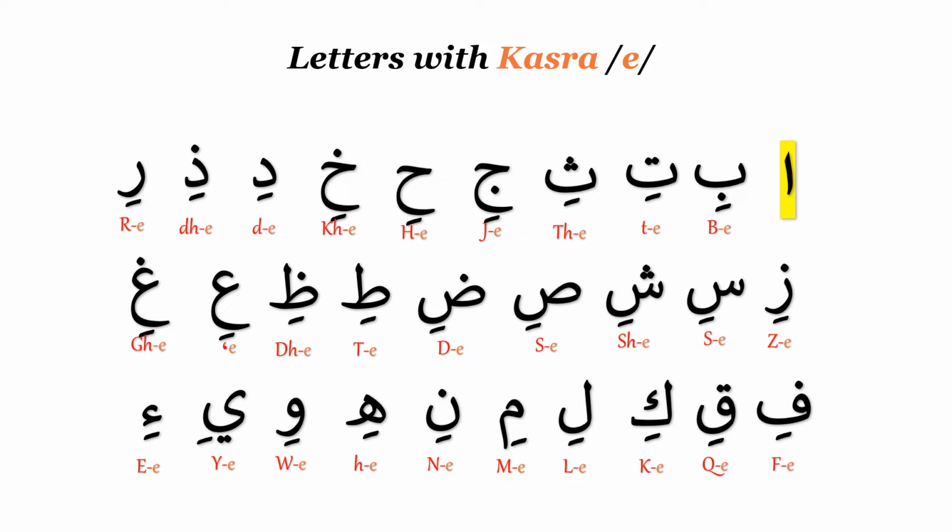Letters with Kasra: B, T, C, G, H, X, D, V, R, Z, C, Sh, C, D.